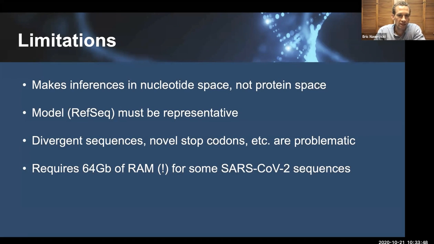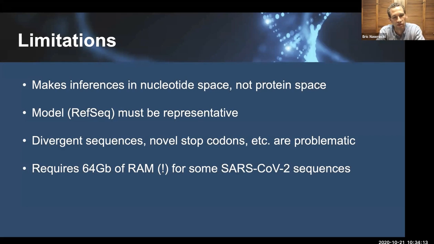Your RefSeq or your model really has to be representative of the sequences you're trying to annotate. If you have divergent sequences that have novel stops, like that early example, they're going to fail. And so you really want to make sure you have coverage in your model of everything you're expecting to allow as valid.